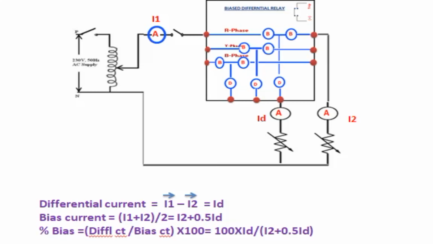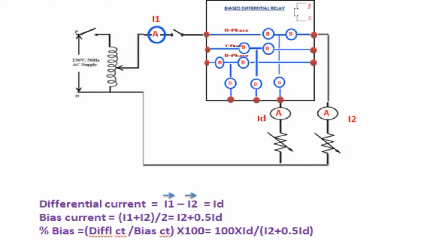Keep the variac at minimum, rheostat at maximum value. By adjusting the variac and I2 rheostat, set I2 current at 1 ampere. By varying the ID rheostat, increase ID current till the relay operates. Note I1, I2, ID. The same test is repeated for I2 equal to 2 ampere. From these values, calculate percentage bias. The same test can be repeated for Y phase and B phase.